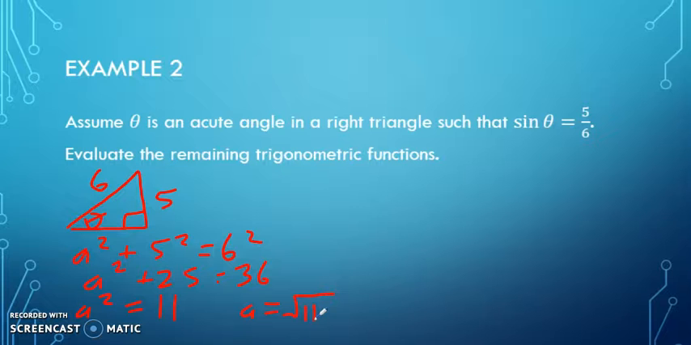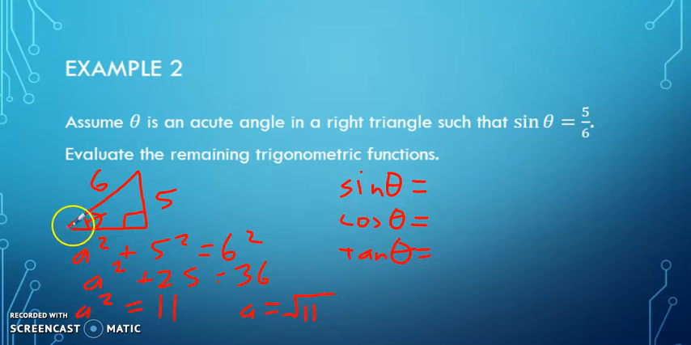Now that we have the 3 sides of the triangle, we can go through and start writing out what sine, cosine, and tangent should equal. So sine of theta is going to equal opposite over hypotenuse. They actually already gave us that one, so that should be a free answer. Cosine is going to equal that new side we just found, square root of 11, divided by the 6. No simplifying to do on that, that's fine.